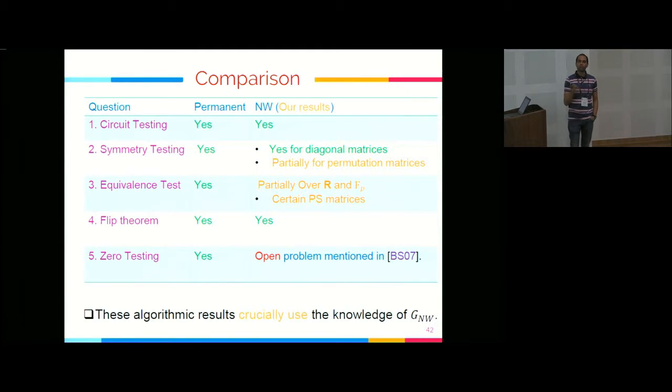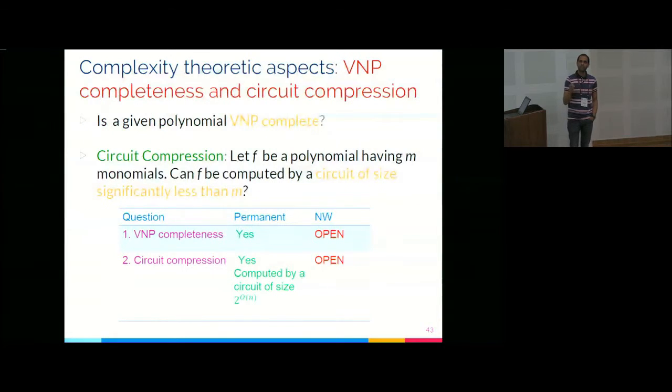Now let me quickly come to the last category, which was the complexity theoretic questions. The first question is whether a polynomial is VNP complete, and the second question is called the circuit compression question. This is stated as follows. You have a polynomial f which has m many monomials, and the question is, can f be computed by a circuit of size far smaller than m? The answer to both these questions is open for design polynomials, but the answer to both is known for the permanent.